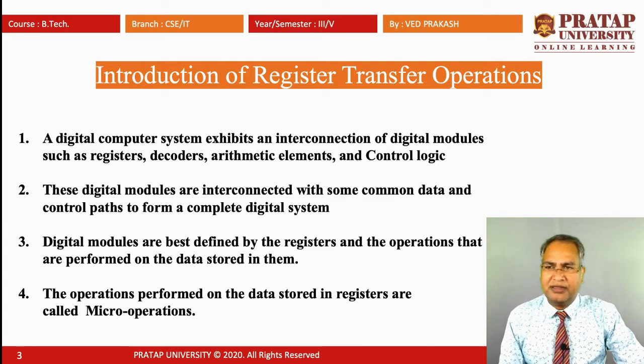As we know, a digital computer system exhibits an interconnection of digital modules such as registers, decoders, arithmetic elements and a control unit. These digital modules are interconnected with common data and control paths to form a complete digital system. Digital modules are best defined by the registers and the operations performed on the data stored in them. So the operations performed on data stored in registers are called micro-operations.